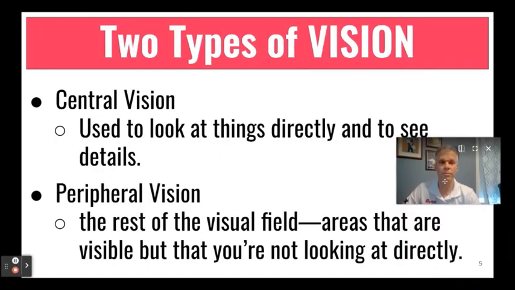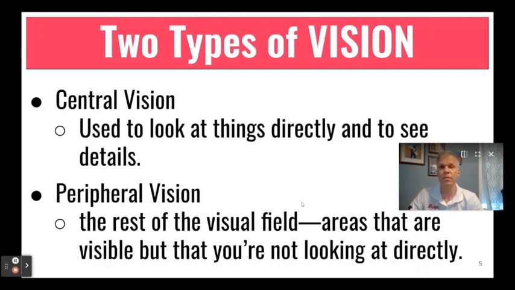So let's talk about what that looks like. First of all, you have two different types of vision. You have your central vision. That's the vision when you look directly at things or looking basically straight ahead. That's in your main field of vision, and it can be used to see details as well.